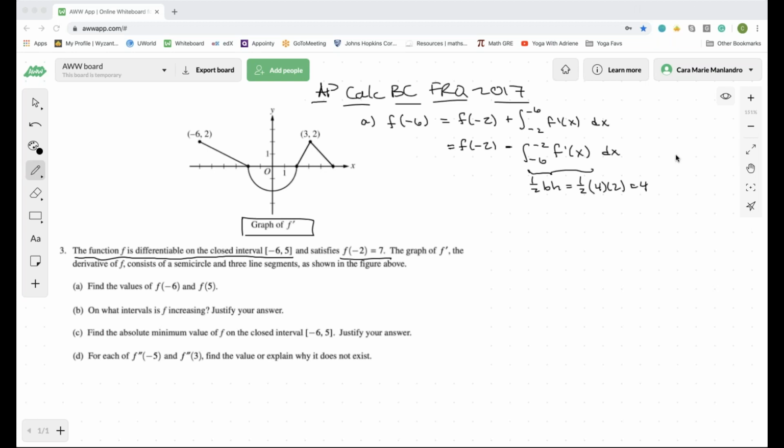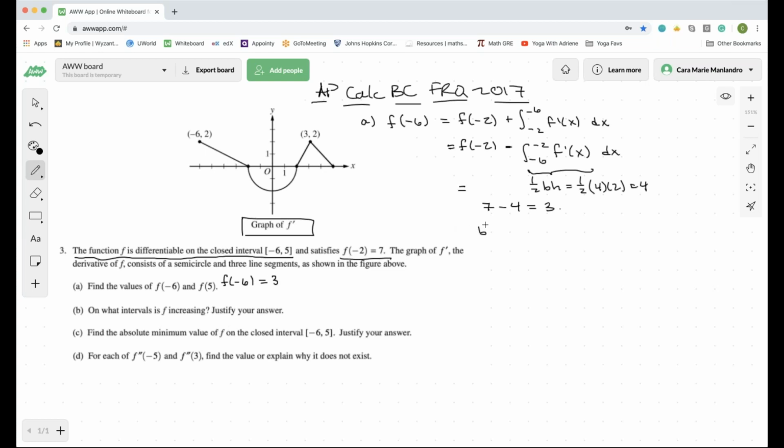Everybody please remember to mute their microphones if possible. Fantastic. Okay, great. So if we use our initial value, I get 7 minus 4 is 3. Does that make sense to everybody? So we can say that f of negative 6 is 3.